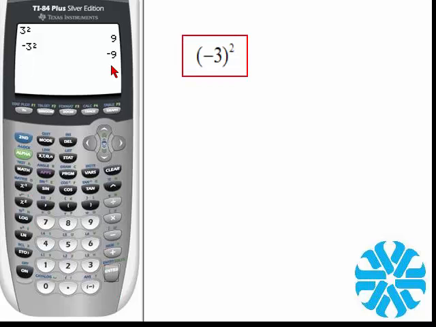Now let's compute negative 3 raised to the second power. So we're going to take negative 3 and put that in parentheses and raise that to the second power. Then hit enter. And that's going to give us a value of 9.